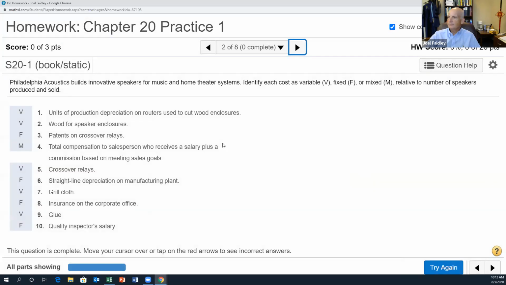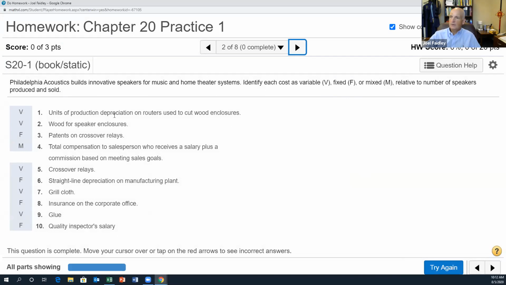All right, number 2. Philadelphia Acoustics builds innovative speakers, and they want you to designate whether each cost is fixed, variable, or mixed, meaning mixed is a combination of both variable and fixed.